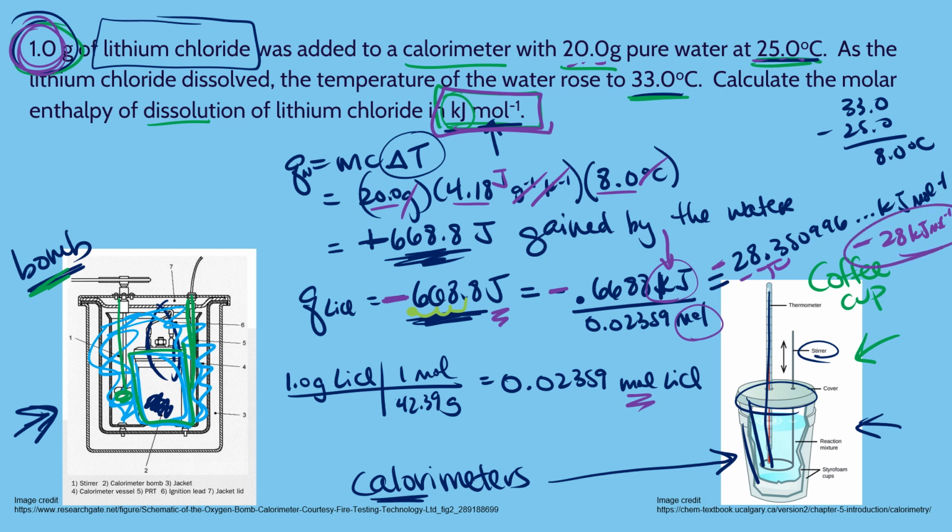When lithium chloride dissolves in water, 1 mole of lithium chloride is going to lose. Lose makes it negative 28 kilojoules of energy. The molar enthalpy of dissolution, this just means dissolving, of lithium chloride is negative 28 kilojoules per mole.